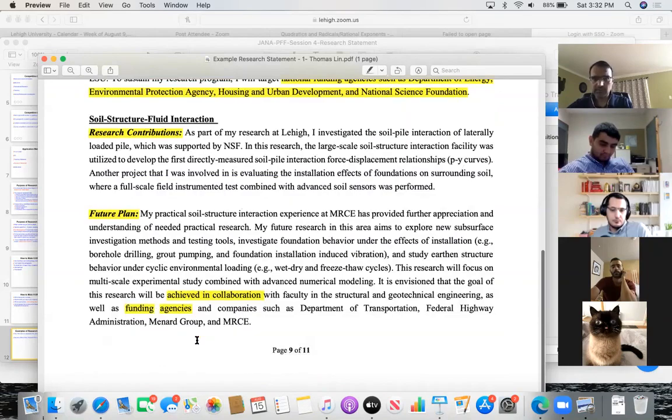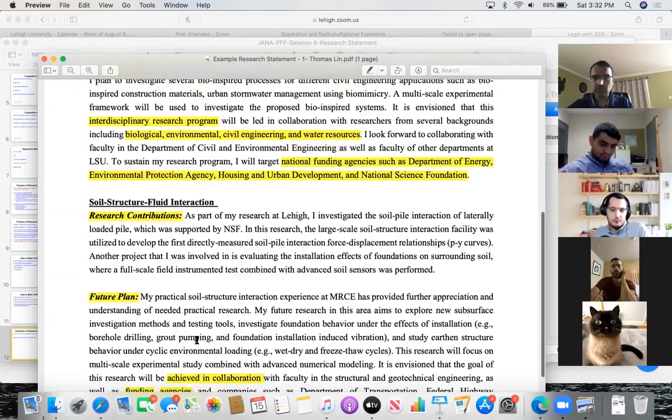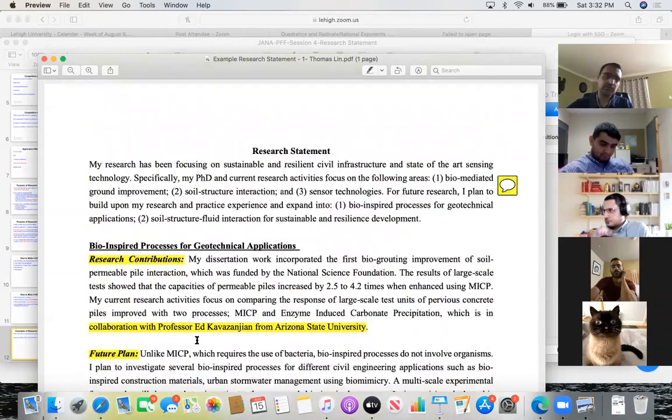For Thomas, his research statement was 1 page. Thomas, if you still remember, I think we mentioned last time, he did his PhD here at Lehigh. He worked for a company for a couple of years after that, and then he went back into academia. So he did not do a postdoc, and his research statement was 1 page. Currently, he's at Louisiana State University.